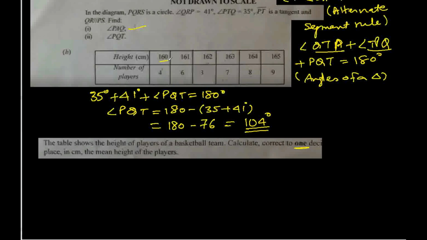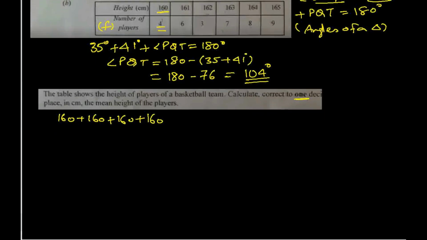Okay. So we have heights, we have frequency. Number of players means frequency, right? So that means 4 players have a height of 160 centimeters. That means we can add the 4 players like this. And I can continue this for all, but it will take a lot of time. So the best way is that we multiply the heights with the number of players. So this whole thing can be written as 160 times 4.